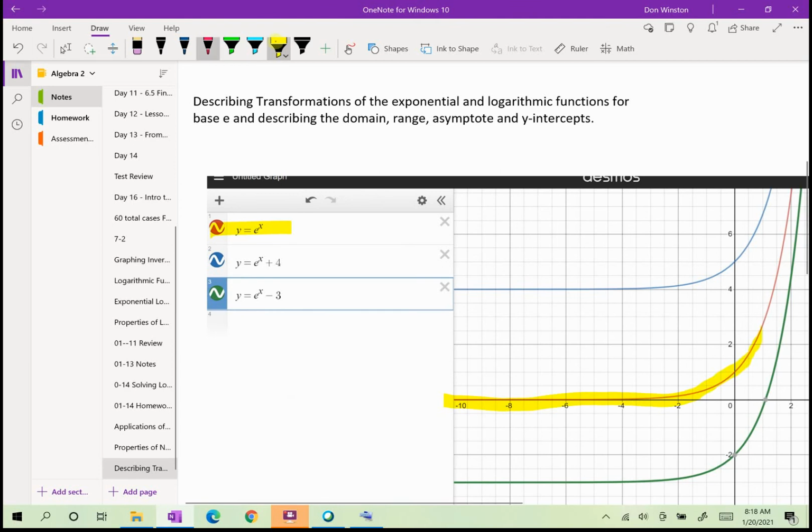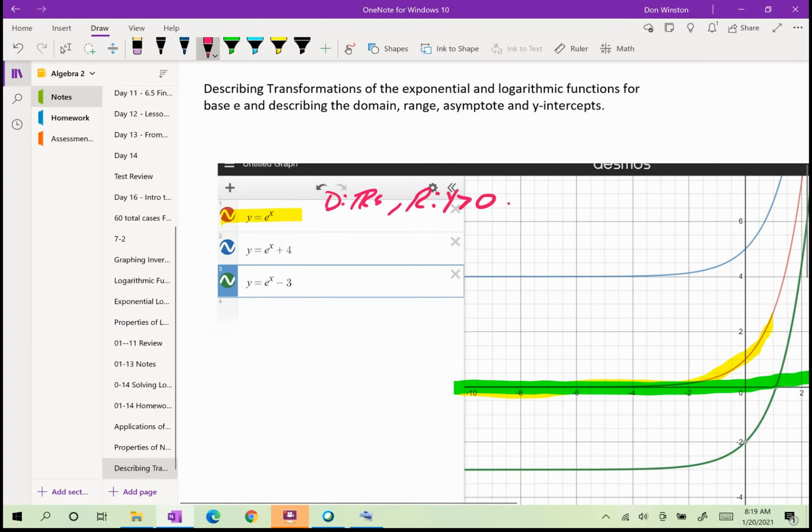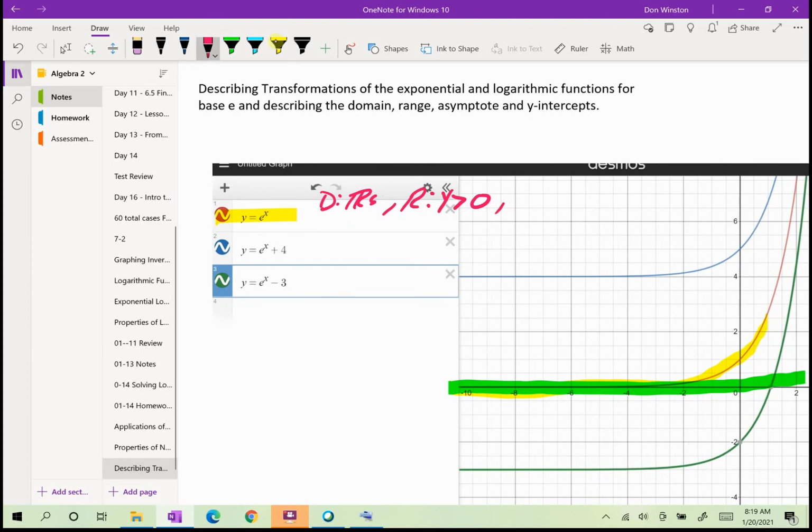As an exponential function, the domain is all real numbers, to recall. The range, well, let's see here. I have a horizontal asymptote for that graph at y is equal to 0, so the range would be y is greater than 0. And then my asymptote would be the line y equals 0.